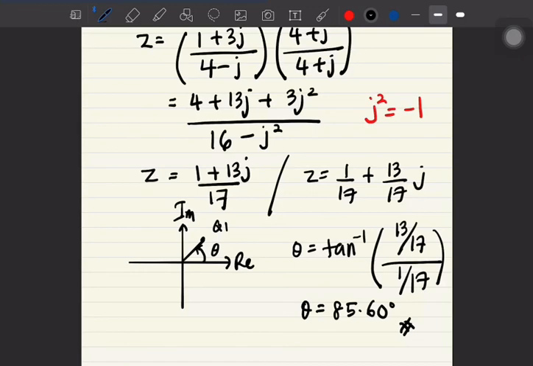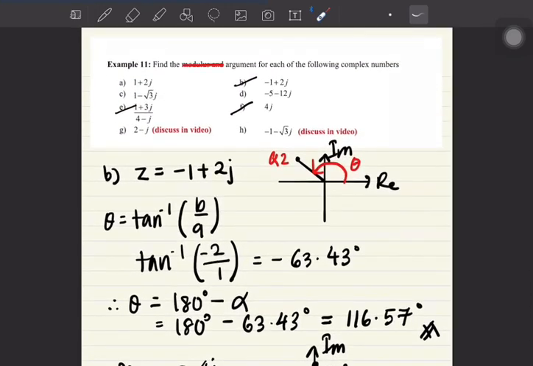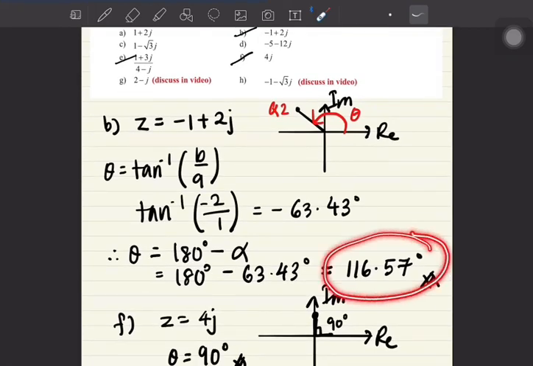Another way to check whether you are doing the right thing or not: when you plot, it lies on the first quadrant, so you have to make sure the value of theta must be between 0 and 90 degrees. For the previous one here, since it lies on the second quadrant, you know that the value of theta must be greater than 90 and less than 180. This value, the actual angle, is in between that.